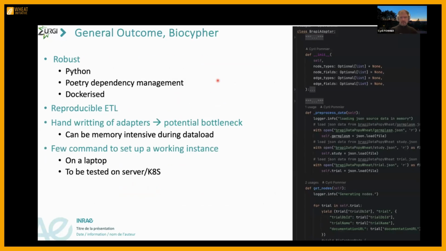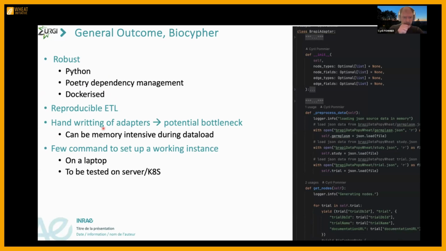So to try to summarize this a little bit, regarding BioCipher, my personal opinion is that it's robust. It uses Python, rather well-written. It has Poetry dependency management. It is highly Dockerized, very easy to run and set up. It proved to be really a very reproducible extract, transform, load workflow.